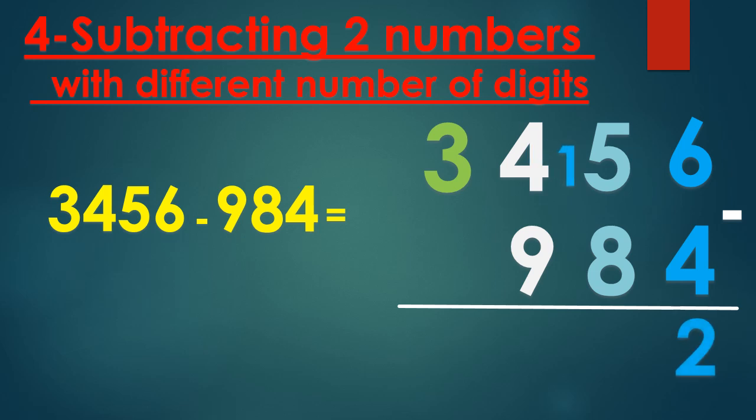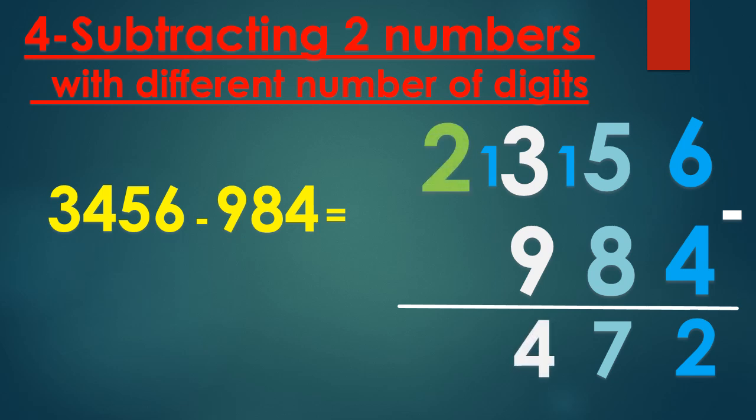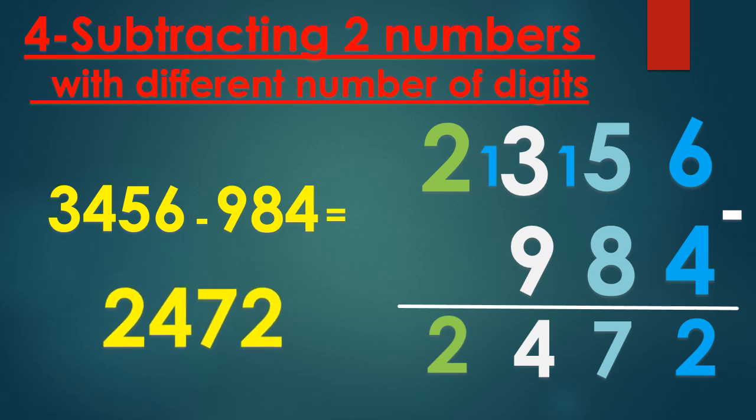5 is less than 8, so we borrow 1 from the 4. The 5 becomes 15 and the 4 becomes 3. 15 minus 8 is 7. 3 is less than the 9, so we borrow 1 from the 3. It becomes 13 and the 3 becomes 2. 13 minus 9 is 4. The 2 has nothing below it, so it comes down as 2. The final answer is 2,472.